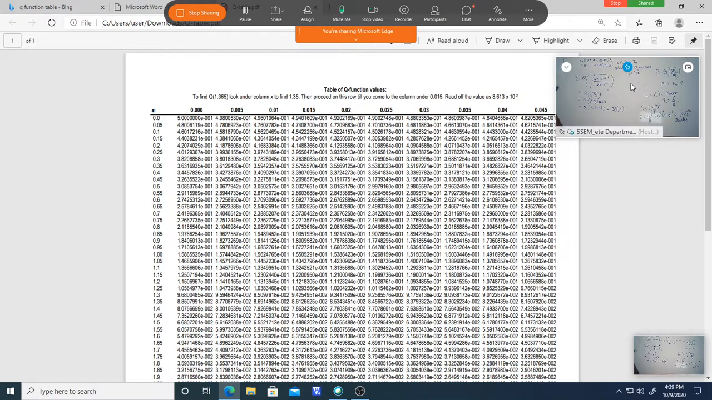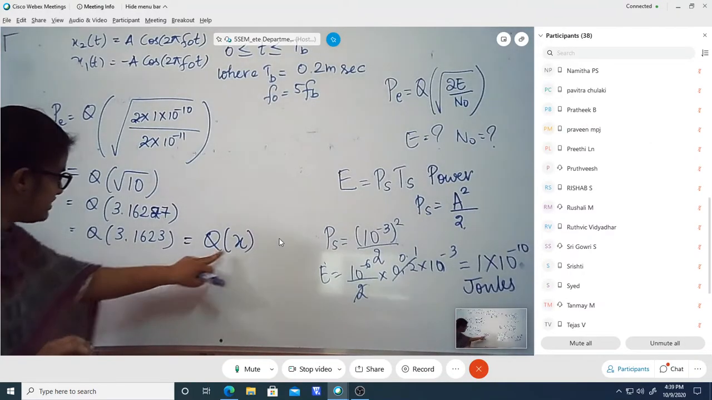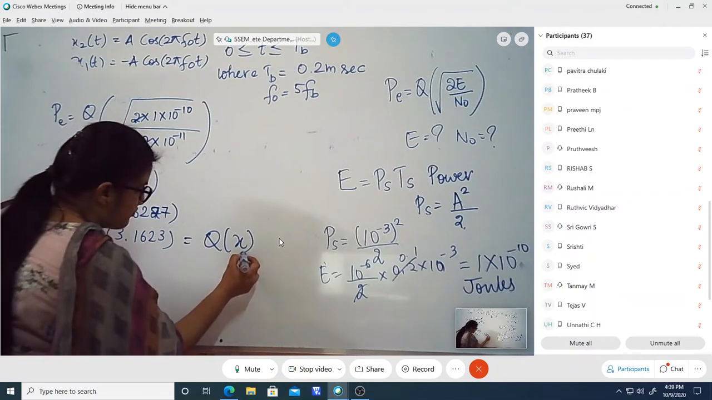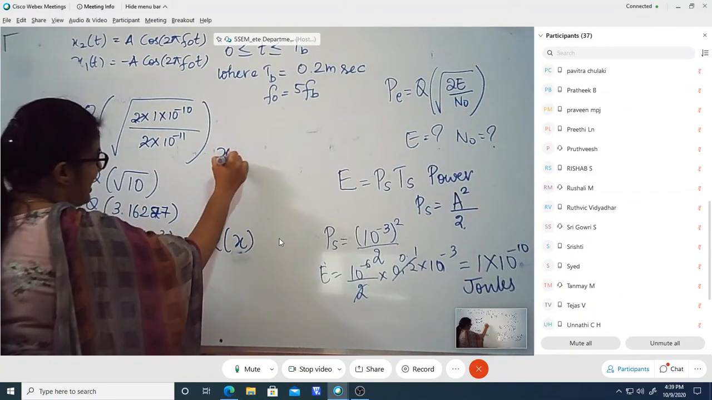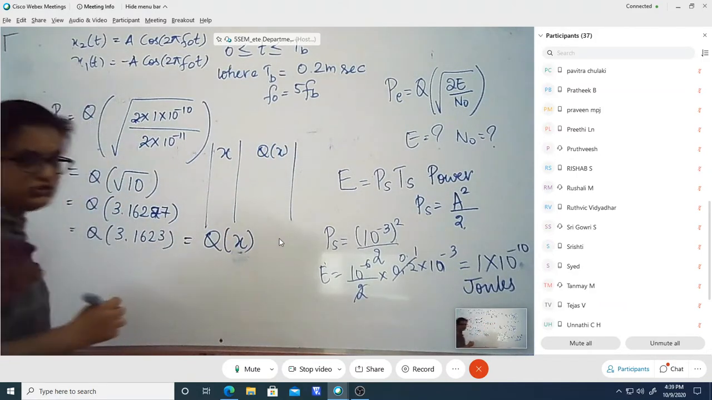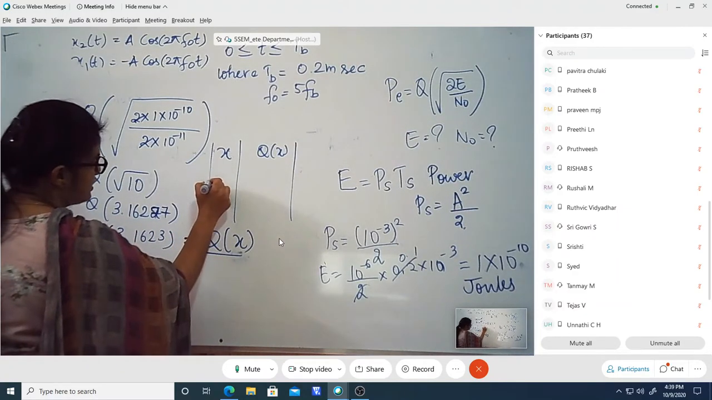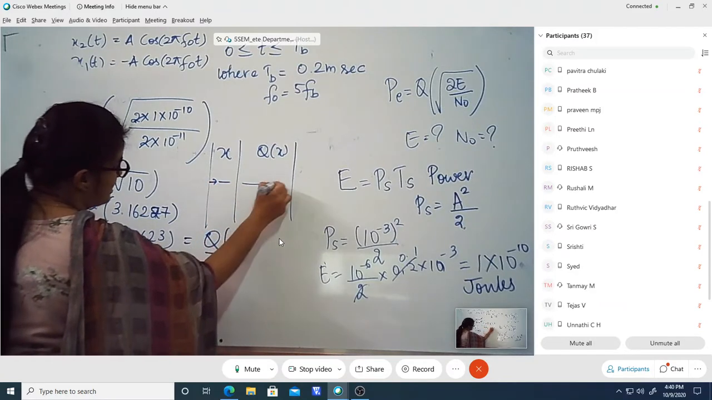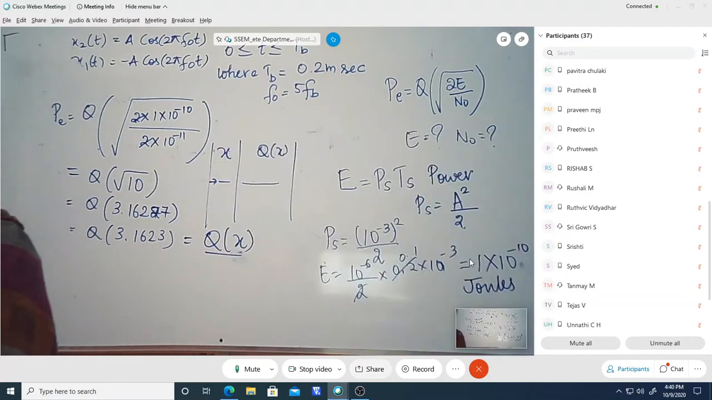I think you can also see the video here. Can you see the video? Or shall I stop sharing? See, Q value will always be identified as Q of X, and you will find the table as such. You will find X on one column, and Q of X on the second column. Whenever I want to find the Q of X, first locate the X value here, and corresponding to that you will find the Q of X value. So this is similar to your logarithmic table. I am going to go back to the table again.